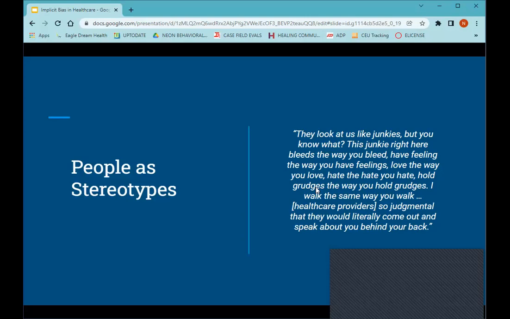So when we're having a lot of explicit bias and or implicit bias, really either one, we tend to treat people as stereotypes rather than as individuals. We're seeing them just as someone who uses drugs, or just as someone who's from a racial or ethnic minority group, rather than seeing them as an individual with complexity.